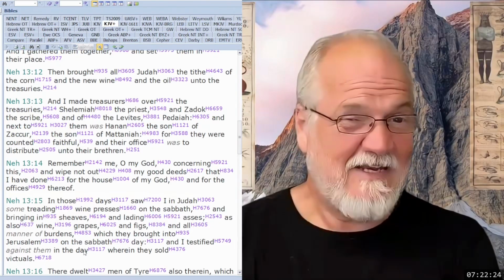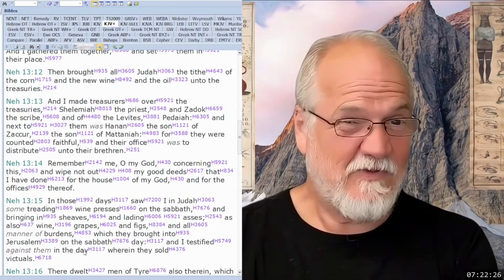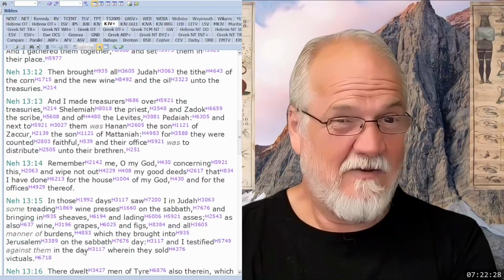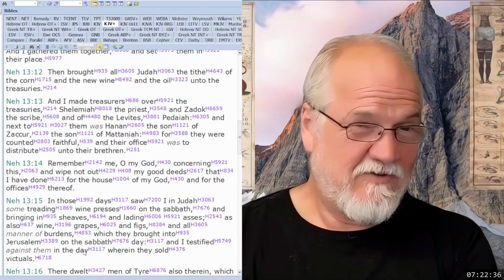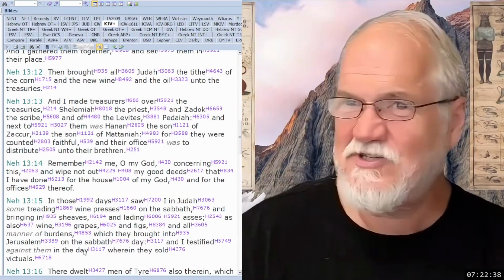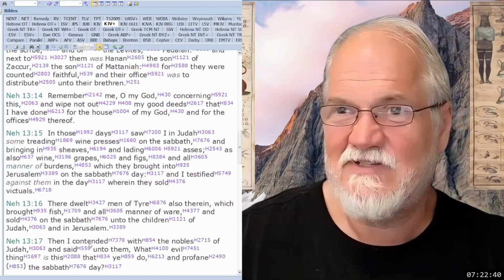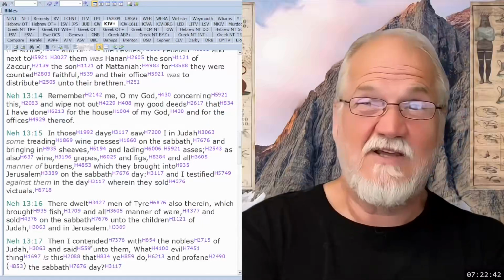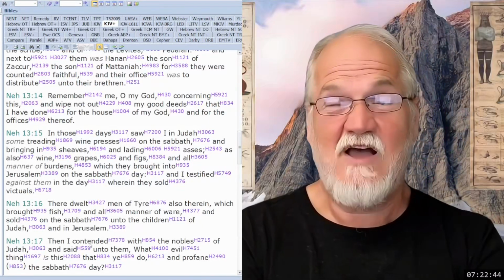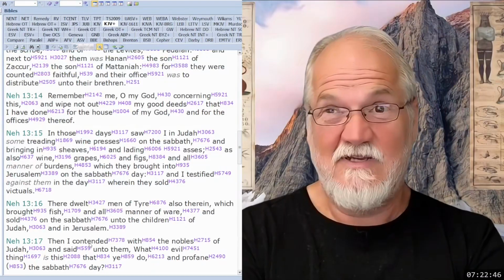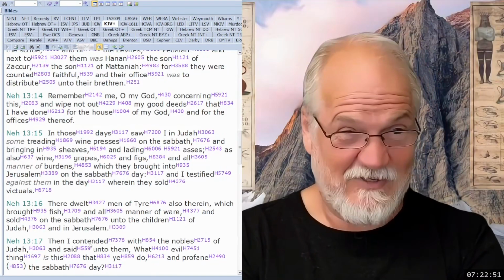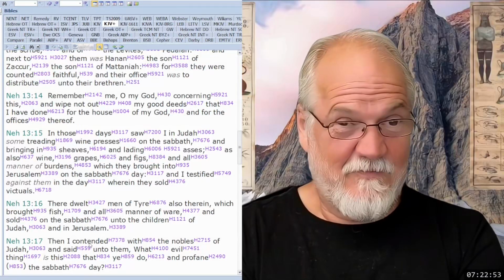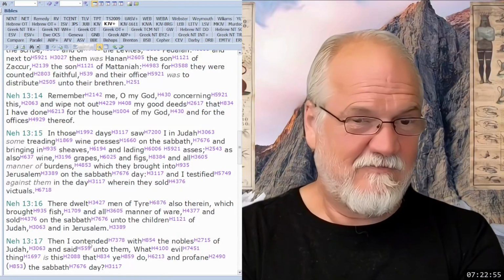Now, when it comes to lading asses, we would have asses normally represent Islam, right? So maybe there's some symbol in there, right? So there's just lots of things that we have to decide about. Now, we also got there dwelt men of Tyre also therein. Now Tyre, of course, they're connected with the coast, and they're going to have the fish, and with the papacy singing as a harlot.